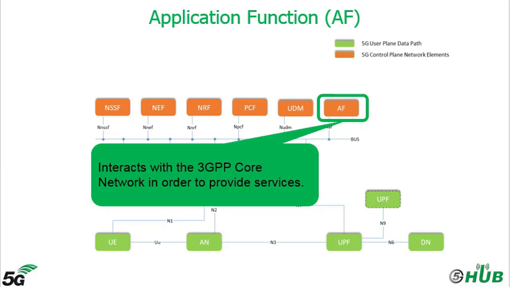For example, to support application influence on traffic routing, access to network exposure function, and interacting with the policy framework for policy control. Application functions considered to be trusted by the operator can be allowed to interact directly with relevant network functions.